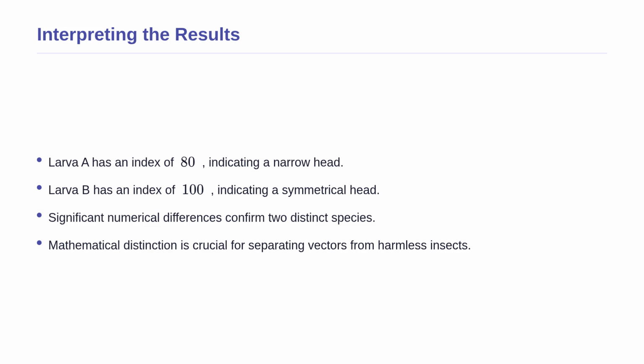This distinction is absolutely crucial if one species is a known disease vector and the other is completely harmless. By relying on math rather than just visual guessing, we ensure our public health data is perfectly accurate and our interventions are targeted correctly.